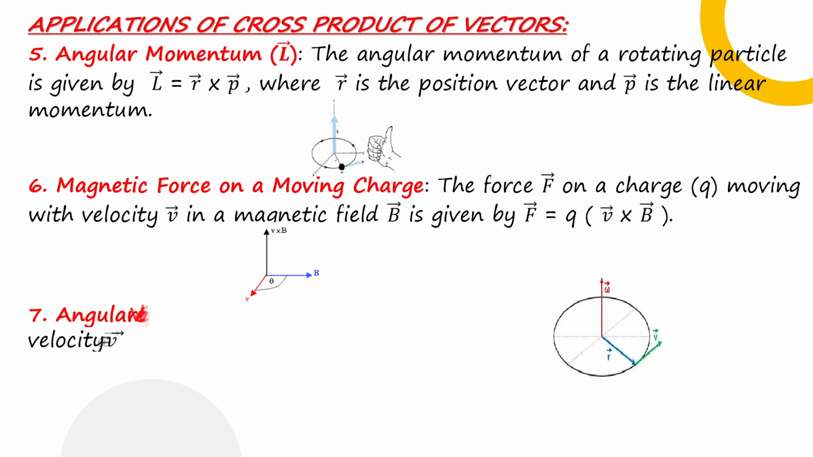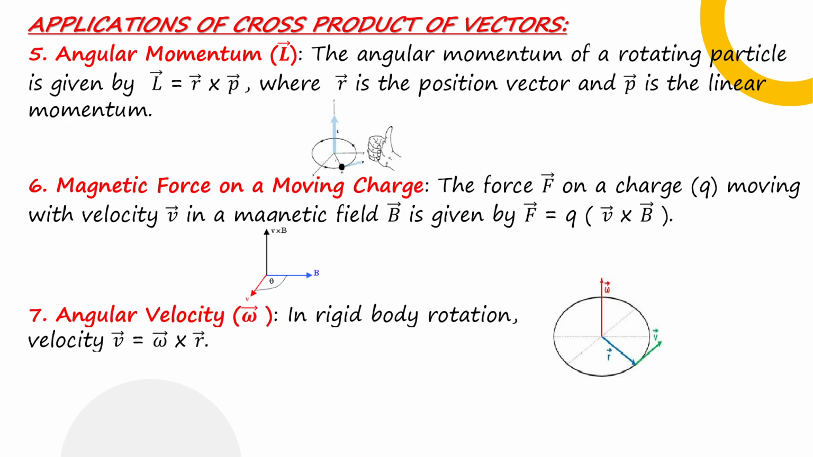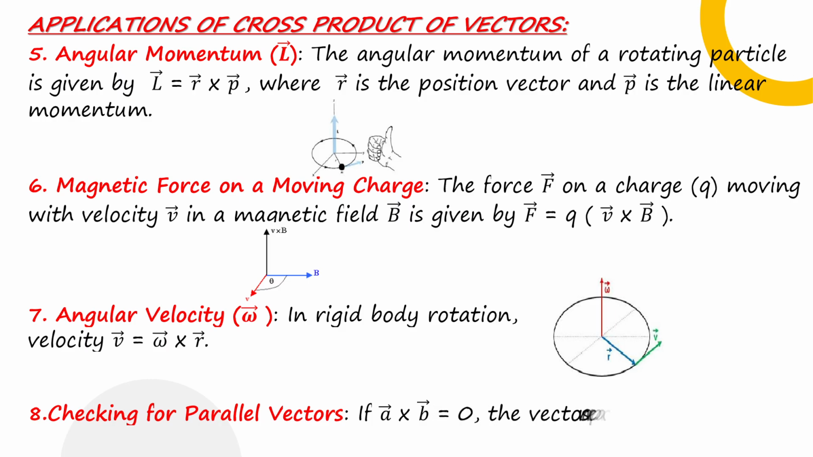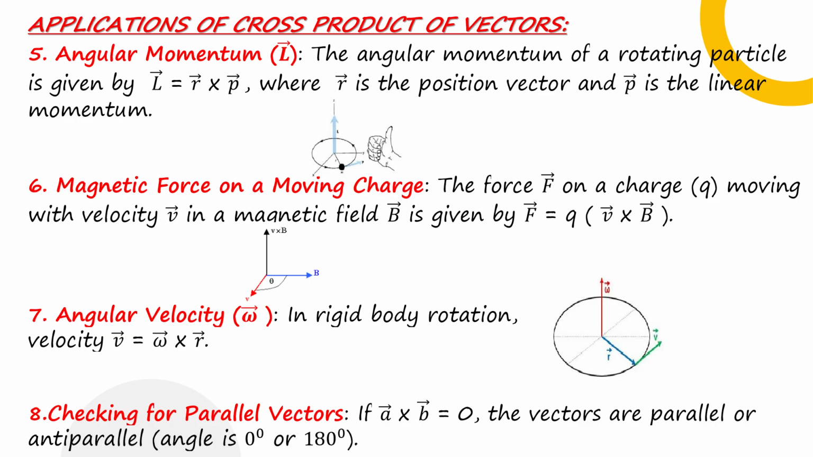Another one, angular velocity omega. In a rigid body rotation, v equals omega cross r. Also, the cross product can be used for checking parallel vectors. If A cross B equals 0, then the vectors are parallel or anti-parallel. That is, the angle between them is 0 degrees or 180 degrees.